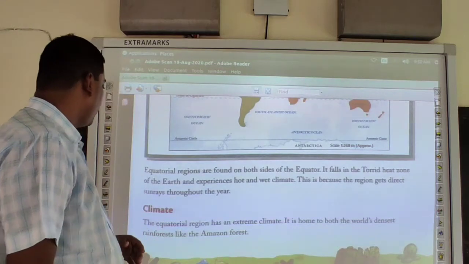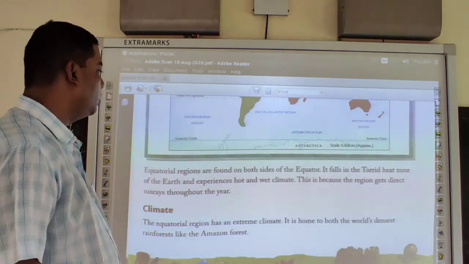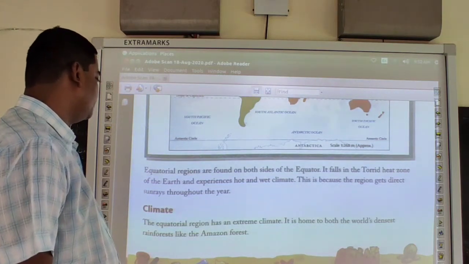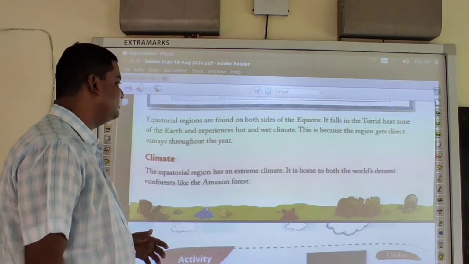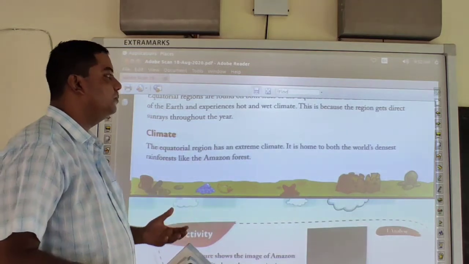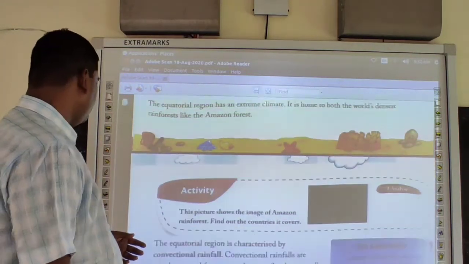Now let's see the climate. The equatorial region has an extreme climate. It is home to the world's densest rainforest, like the Amazon forest. So when you come to the climate, you see that the equatorial region has a very extreme climate, like we have already seen. It is the home of the world's densest rainforest, like the Amazon forest.